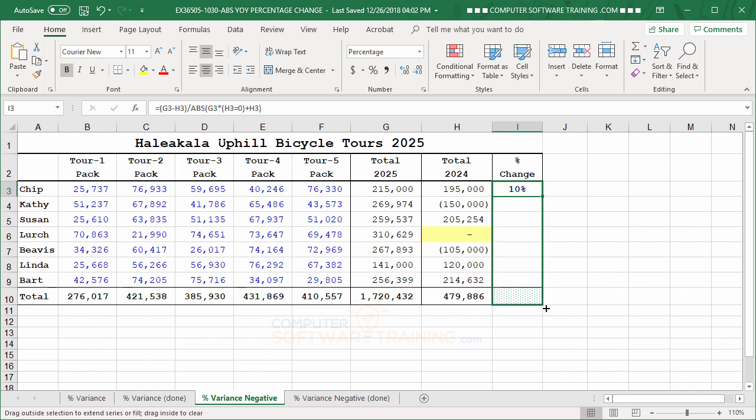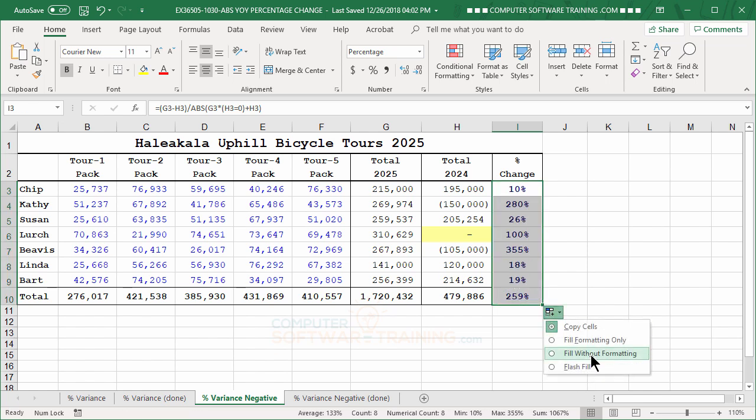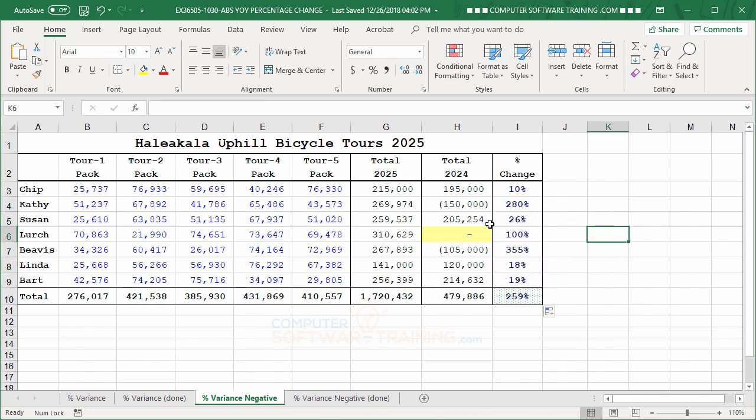Now you enter that in, and we get 10% for the first one. And I'll just copy it all the way down, all right, and I'll get rid of my formatting. Okay, so what happened here? 280 just like we saw before, 355 like we saw before. But look at this one. It shows that Lurch is up 100%.